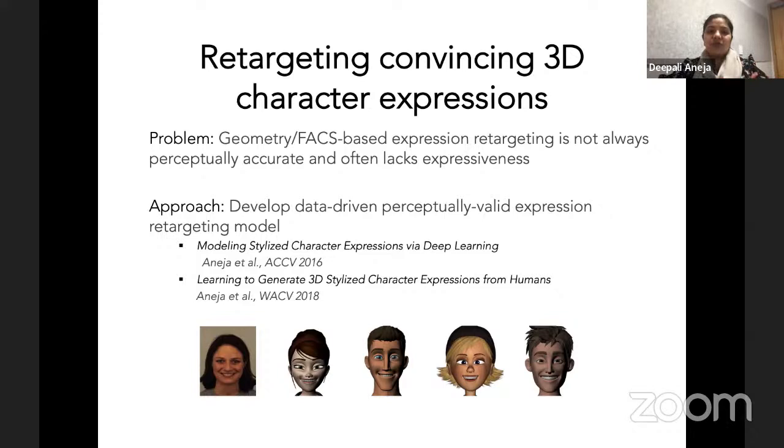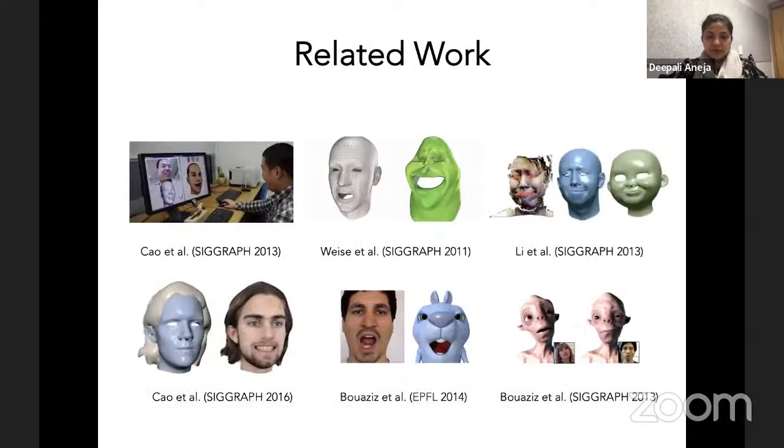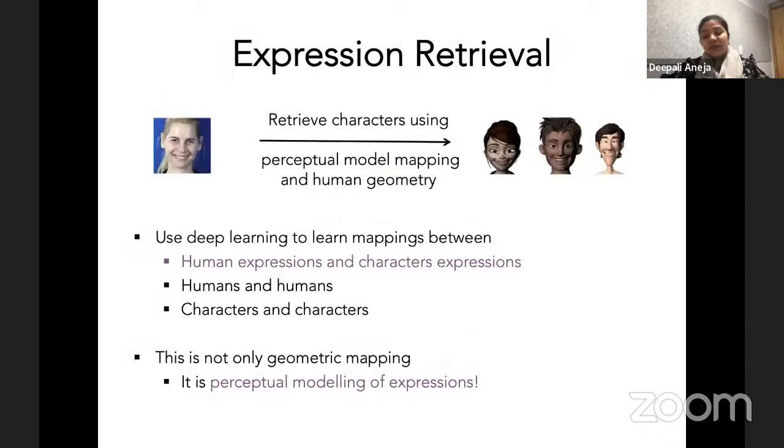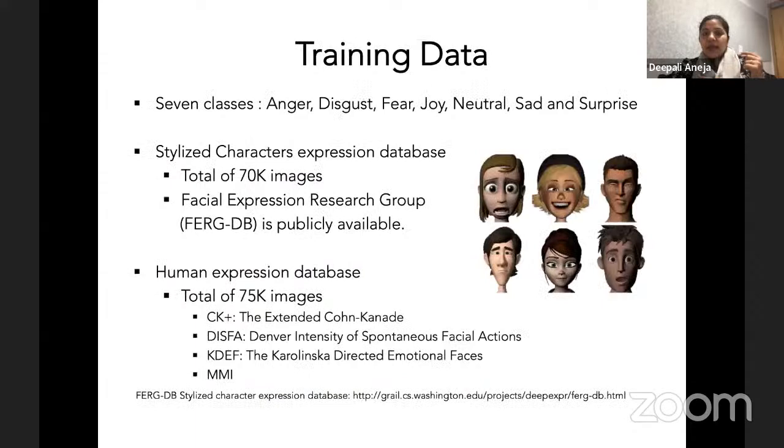Here are some related works in the field of expression targeting in 2D and 3D. We solved this problem first by doing it in 2D, by retrieving the exact perceived expression from a database. Our goal was to retrieve the closest expression character match using a perceptual model augmented with geometry. The first thing that we noticed when we were doing this project was that not a lot of well-annotated training datasets are available for stylized cartoon characters. So we created a training dataset by working with an animator and spending many hours to create this validated labeled dataset.